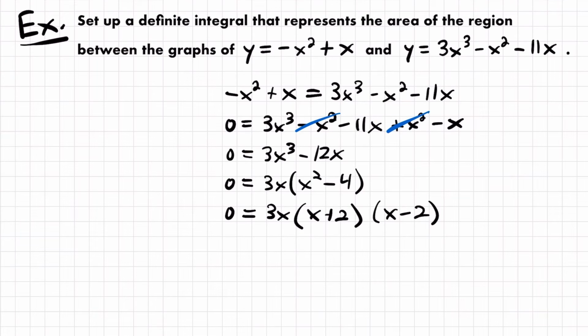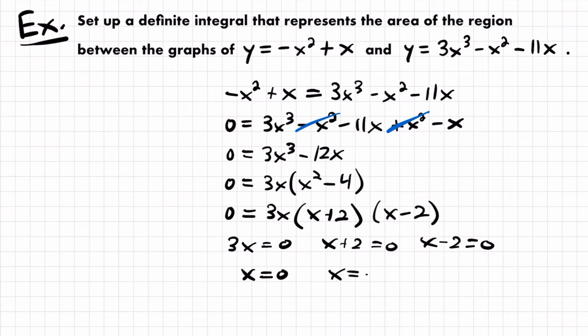Now, if we set each of these factors equal to 0 and solve for x, we'll have 3x is equal to 0, x plus 2 is equal to 0, and x minus 2 is equal to 0, which gives us that x is equal to 0, x is equal to negative 2, and x is equal to positive 2. So now we have three values of x where these two equations intersect. Because we have more than just two values of x where they intersect, the region that we want to calculate the area of between those two equations is not going to have the same top and bottom function all the way through.